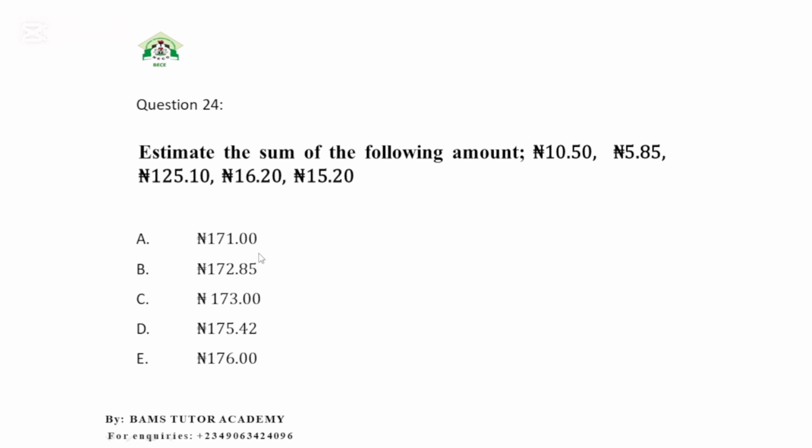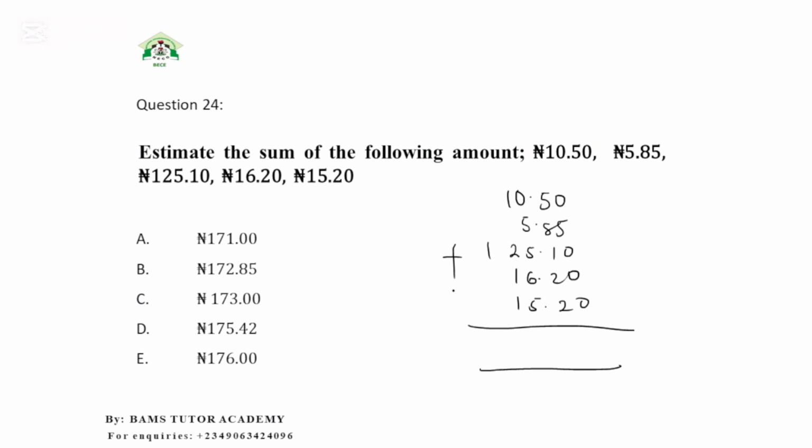So yeah. 24. Estimate the sum of the following. So you have to add up all these together. That's very, very easy stuff. So what you do here is 10.50 plus 5.85 plus 125.10 plus 16.20. You can add everything together at once if you are good at your calculations, but you can decide to break it down maybe in 2, or we can do it all at once.